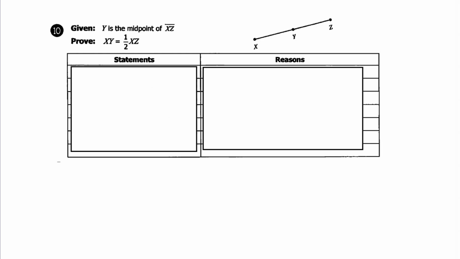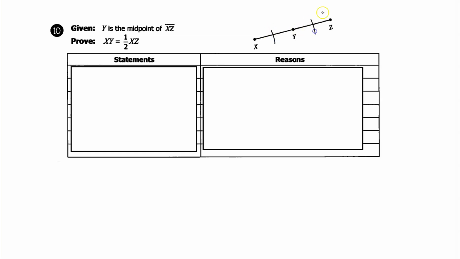All right, here is number 10. We are given nothing, right? So we have to do it all from scratch. So let's talk it out here. You could try 10, 11, and 12 and pause me if you want, and then come back and check it out. But Y is the midpoint of XZ.